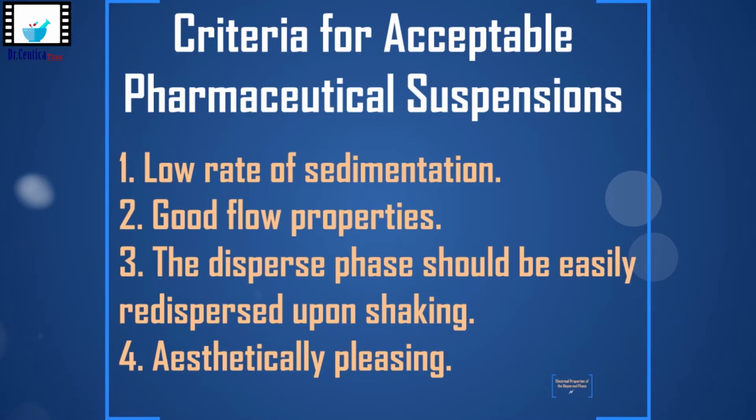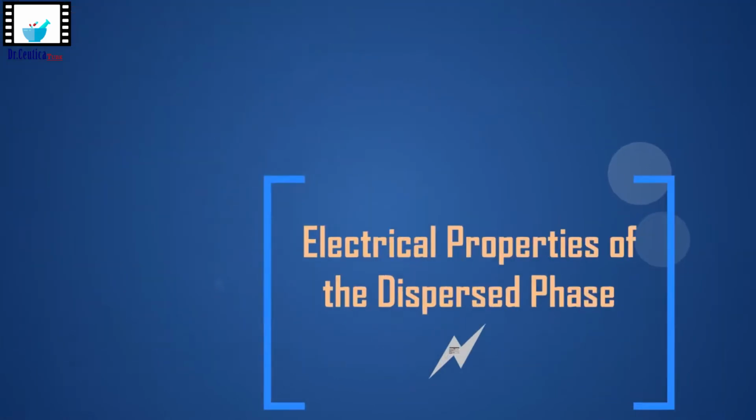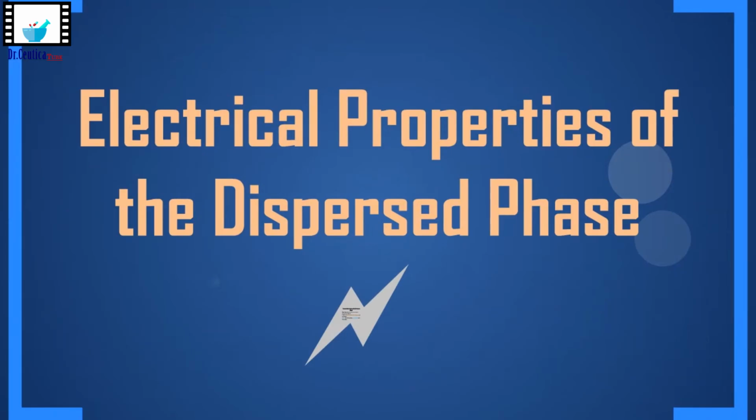Okay, so how would we formulate the suspension to have these criteria? Well, it all lies in understanding what happens within pharmaceutical suspensions, and one of the quite important phenomena to understand here is the electrical properties of the dispersed phase. That's what we are going to illustrate today, and without any more delay, let's start.